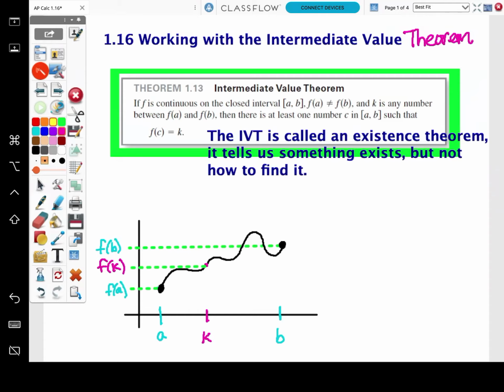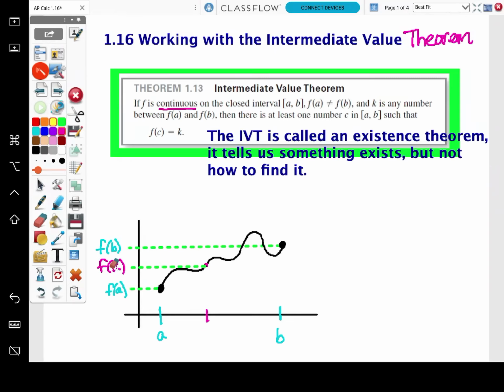So the official theorem states this: if f is continuous, so continuity is important, on the closed interval [a, b], f(a) cannot equal f(b), and k is any real number between f(a) and f(b), then there is at least one number c in (a, b) such that f(c) equals k. So here's what we're talking about.